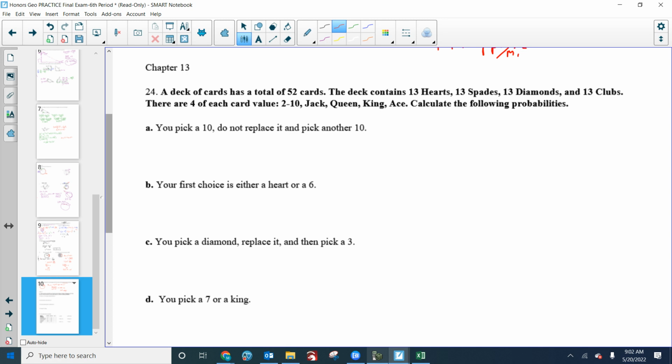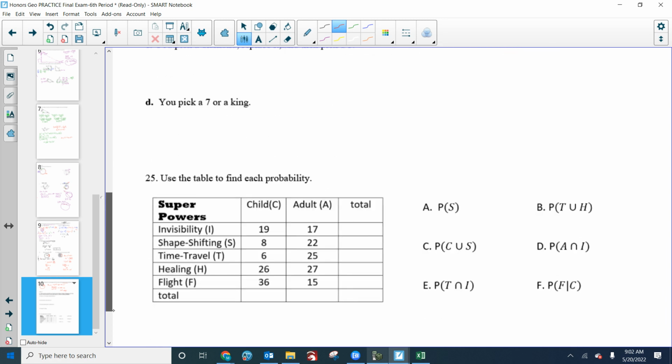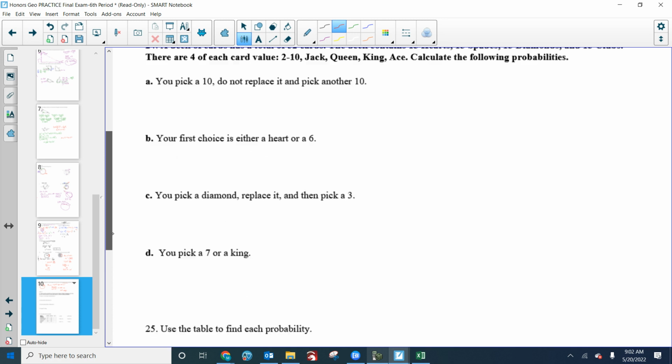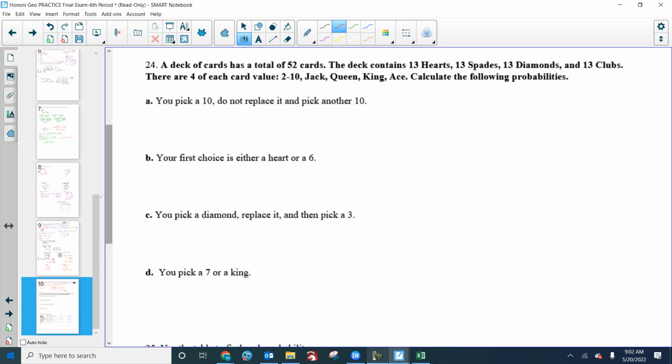All right. Haven't done probability in a while, have we? All right, you pick a 10. Do not replace it. Pick another 10. Well, how many 10s could we possibly pick that first draw? 4. So 4 out of 52. Good. And then, so isn't it multiplication? And then you didn't replace it. So how many are there now? 3 out of 51. There's one less card in the deck.